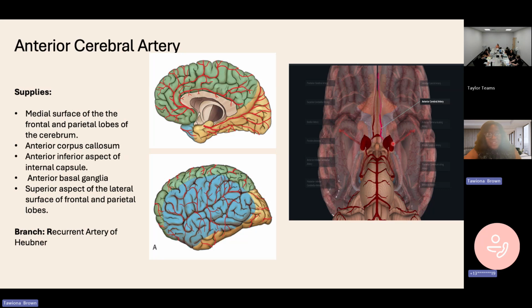And then here in this particular image, you can see now where that ACA branches off of the internal carotid artery or the ICA. See that there? And then it goes upwards along that medial aspect of the brain. So that just gives you a nice picture of this expanse here when it enters into the brain. Okay.